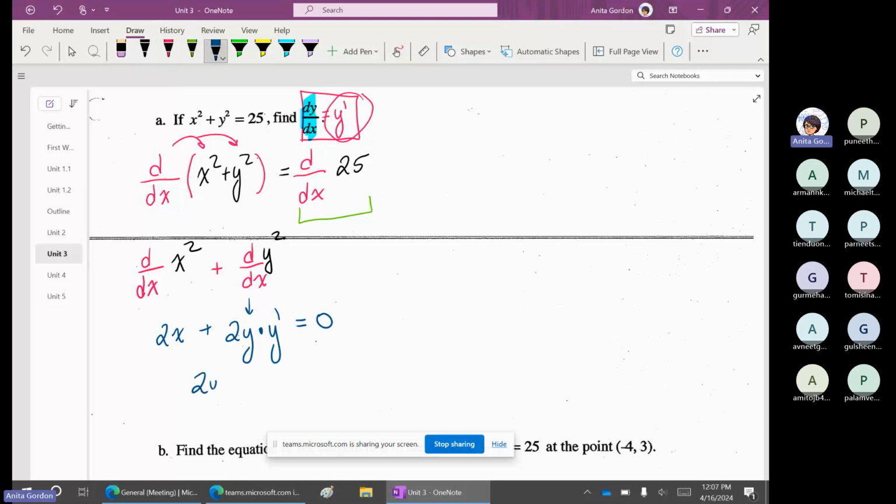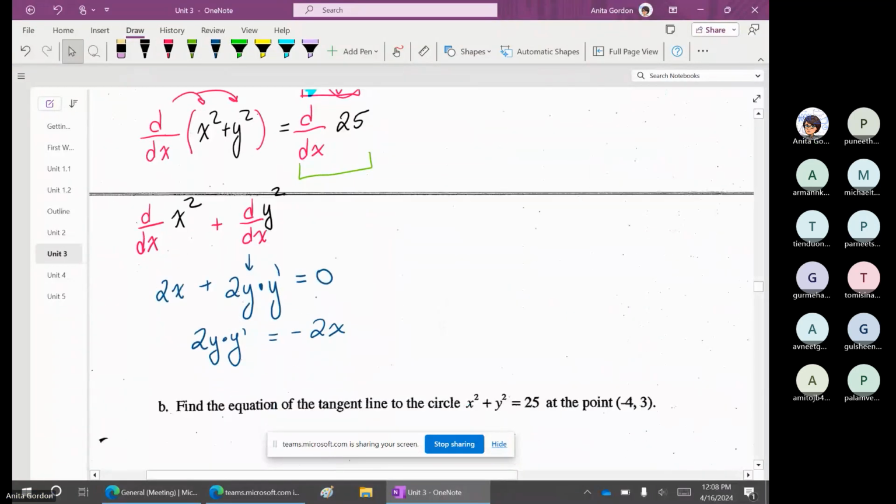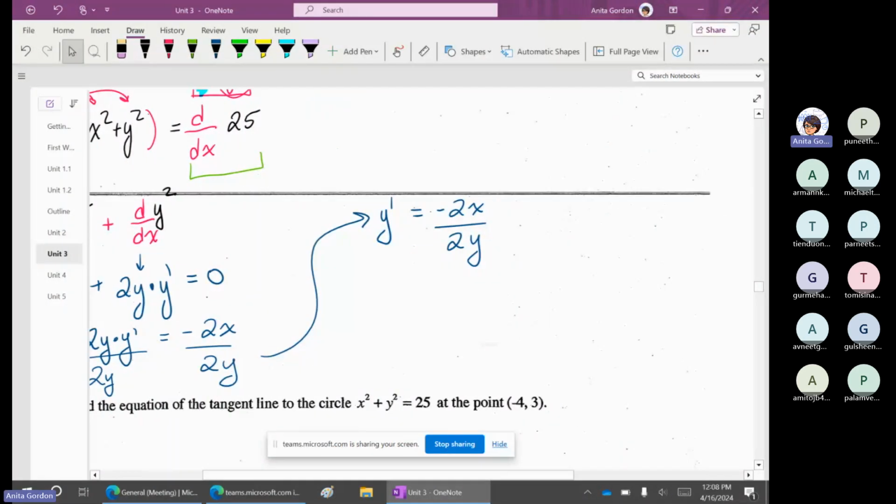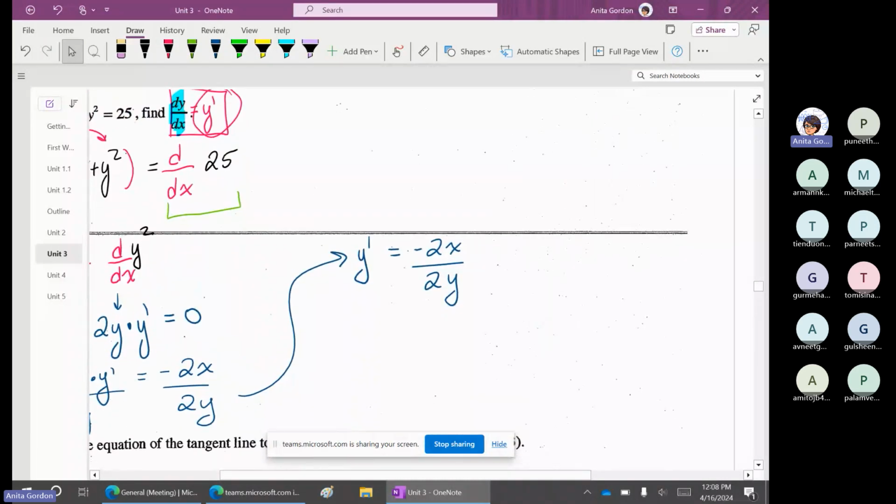Okay, so I'm going to move the 2x over. So 2y times y prime equals negative 2x. I'm going to divide by 2y. And this is going to leave me with y prime equals negative 2x over 2y. I absolutely can simplify. That is my next thing. Yes. So y prime is negative x over y.